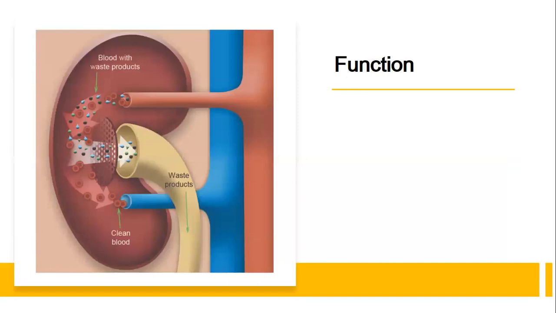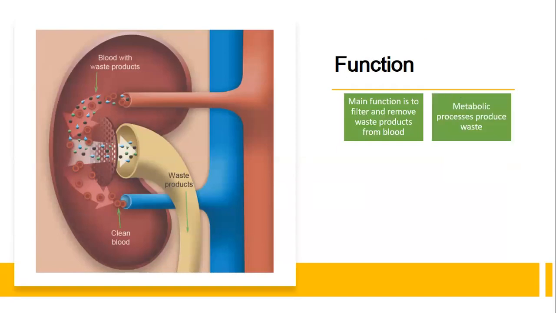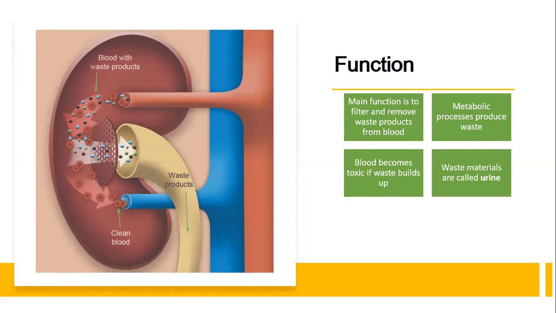Function of the kidney. Main function is to filter and remove waste product from blood. And the metabolic processes produce waste. Blood becomes toxic if waste builds up. And waste materials are called urine.